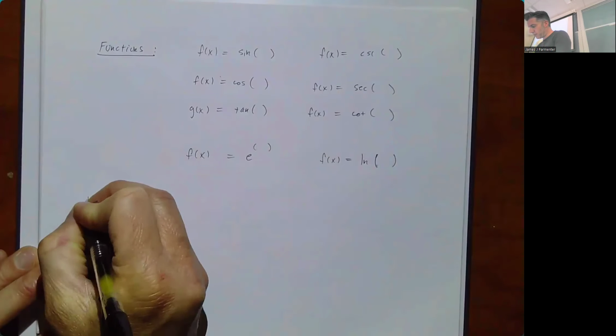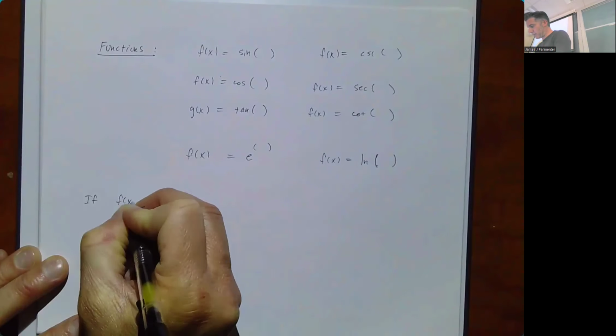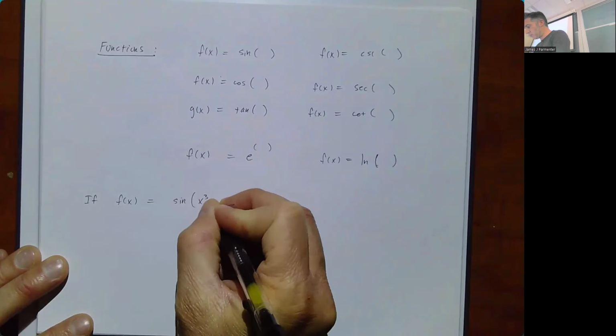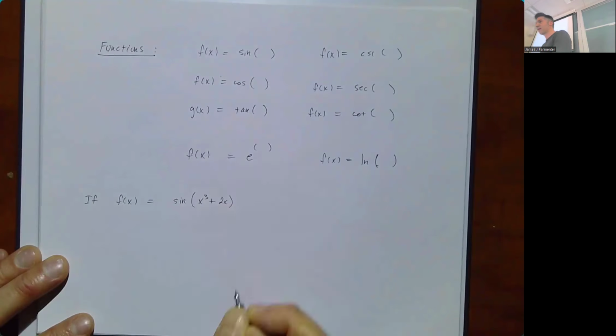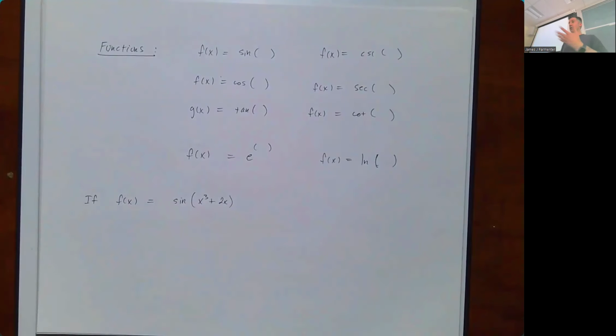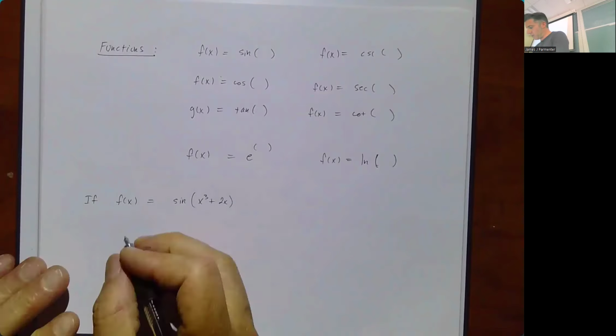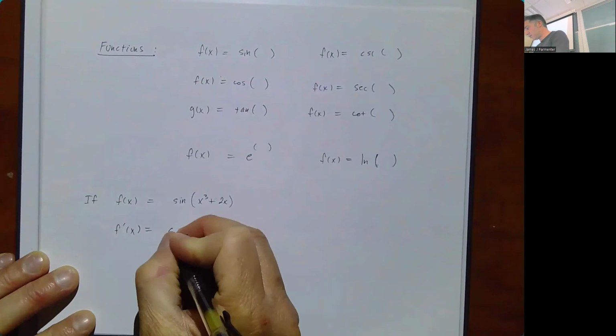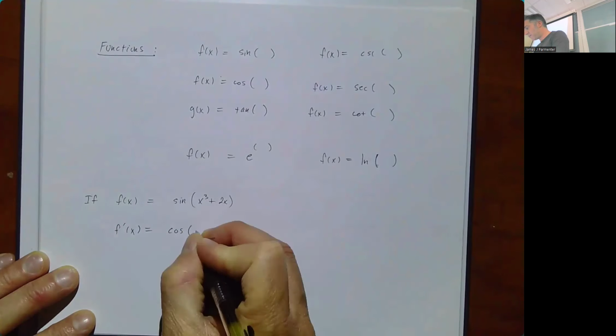For example, if f of x is equal to, say, sine of x cubed plus 2x, well, I know, and you know, that the derivative of sine of x is cosine of x. So the only thing that changes now is that the derivative of sine of some stuff is going to be cosine of that stuff.